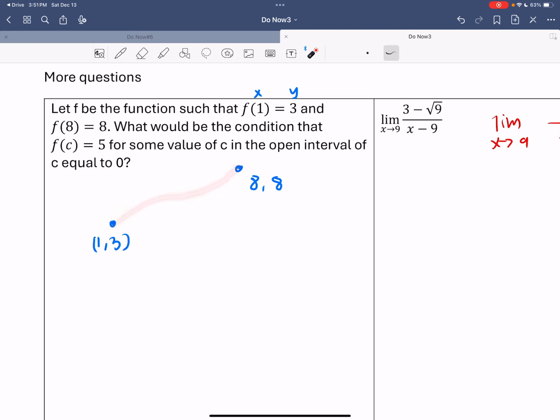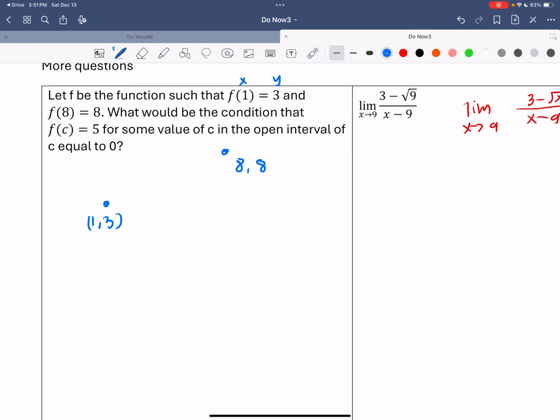If it is correct, is it possible that I can skip 5? Yes. If I have some graph like this, and if 5 is right here, do you see I just skipped the 5? Yeah, in that case, I may not even have a 5. Then how can I make it impossible to skip 5?